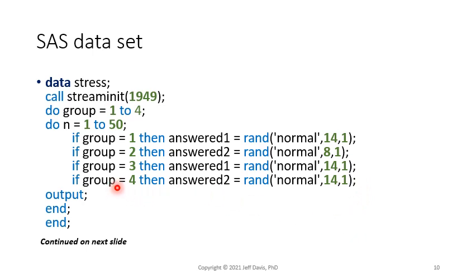All right. Group equal 4 represents group B at time 2, right? So that's why we have answered 2, the number of questions answered at time 2. And again, since the folks in group B have not been exposed to a stressor, the number of questions they answered at time 2 looks a lot like time 1.